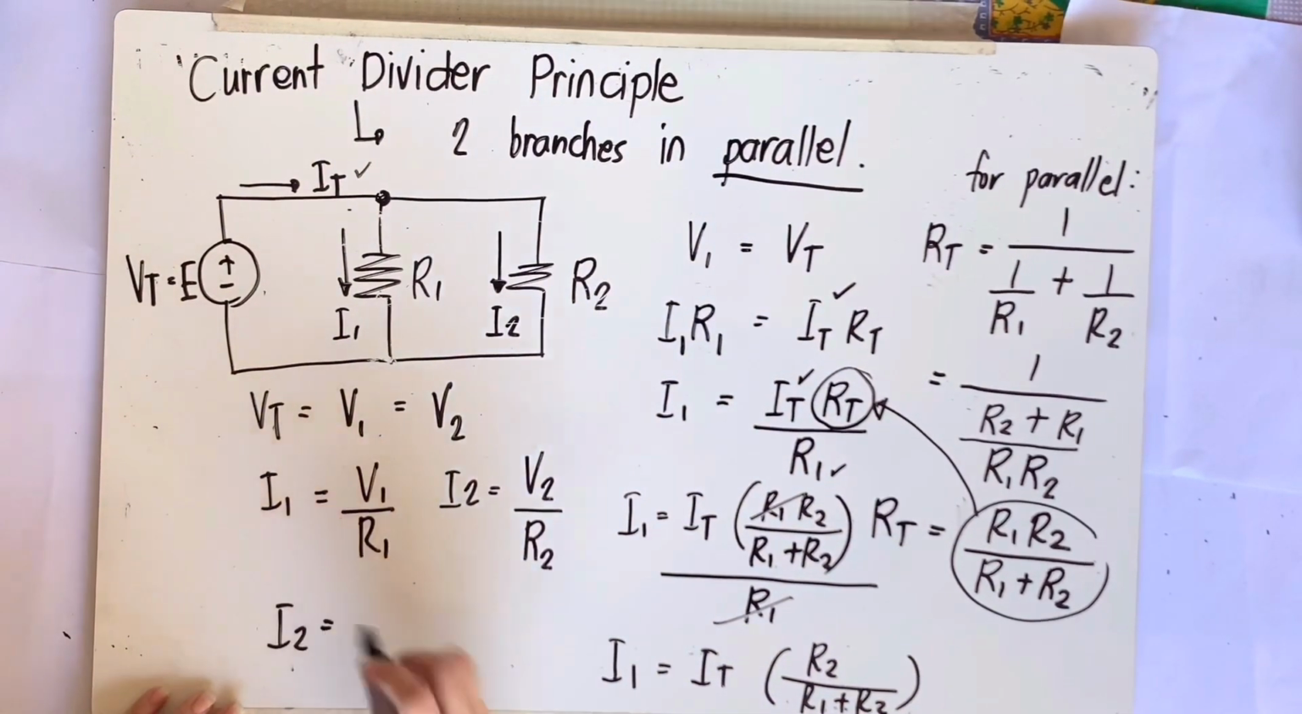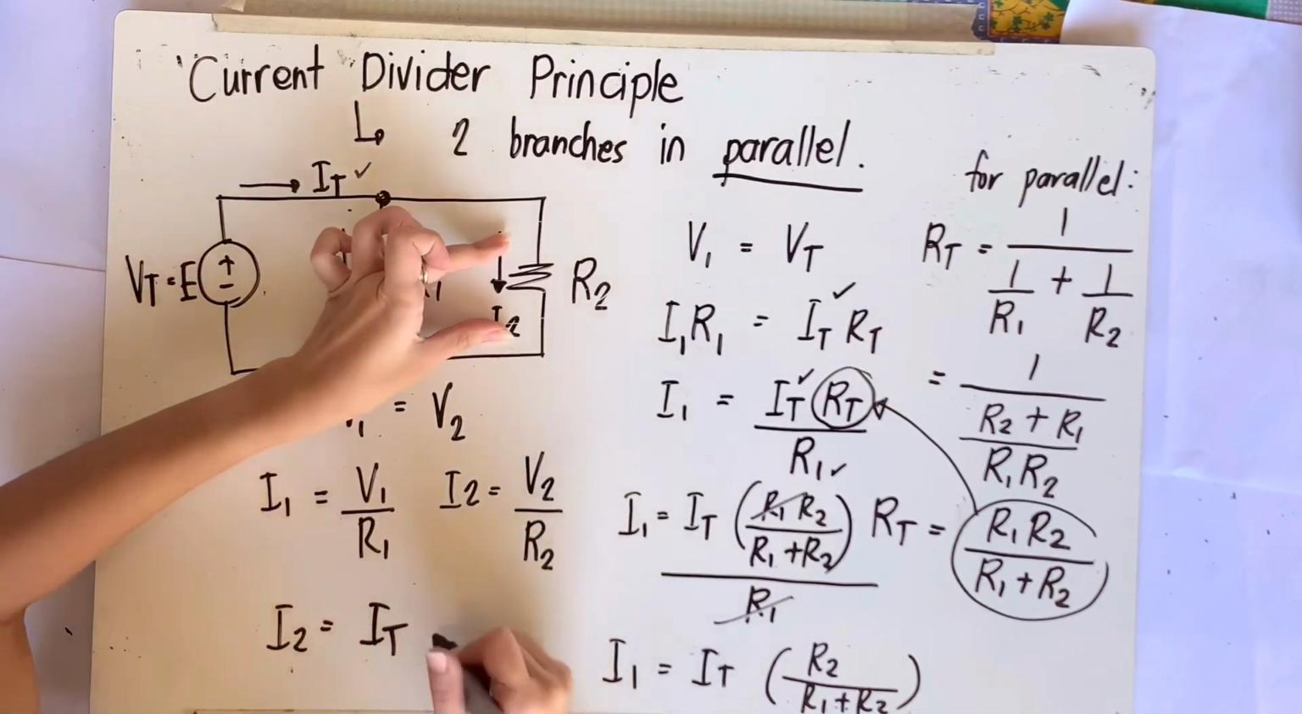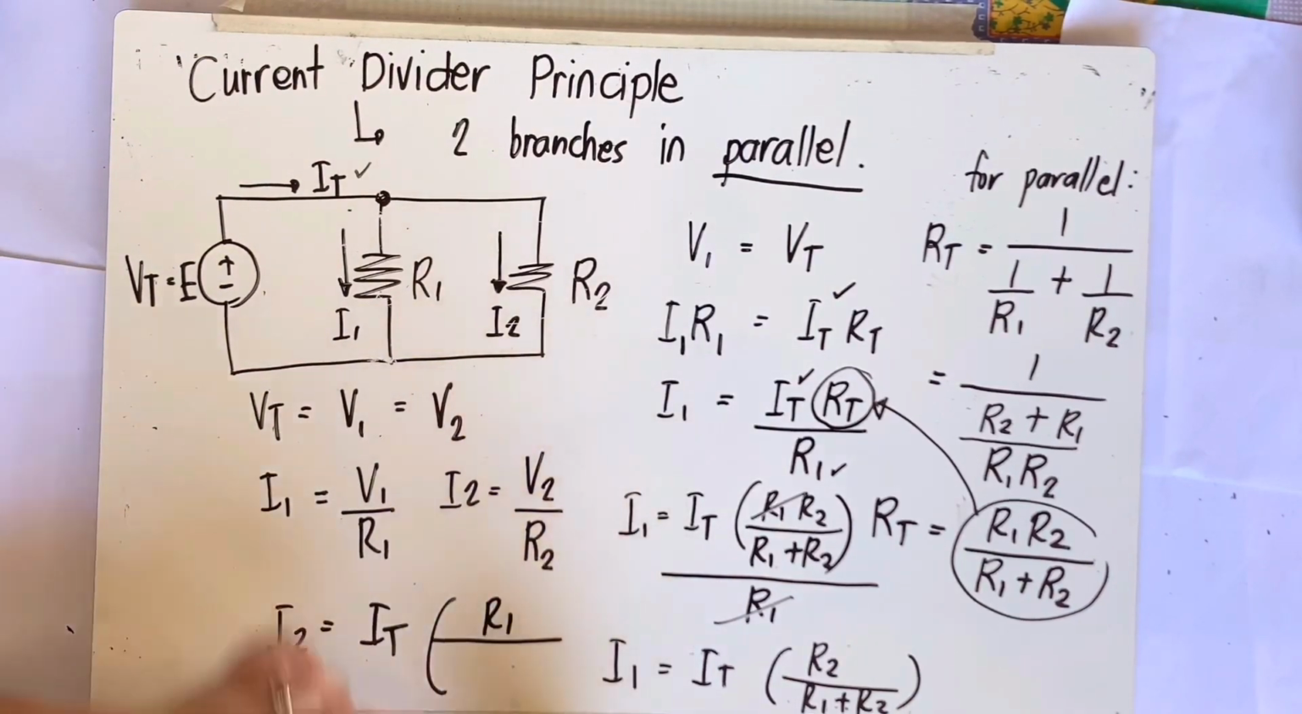Therefore, if I'm solving for I2, that will still be current na paghahatian multiplied by, kung current sa R2 ang hanap ko, yung kabila ang gagamitin, that's R1. Over, ganun ulit, R1 plus R2.